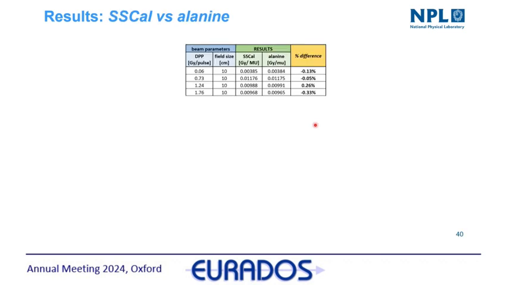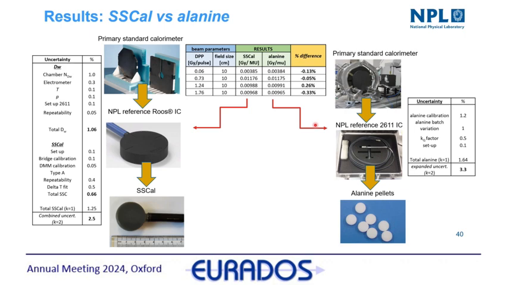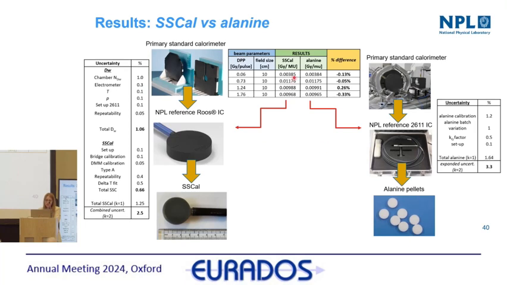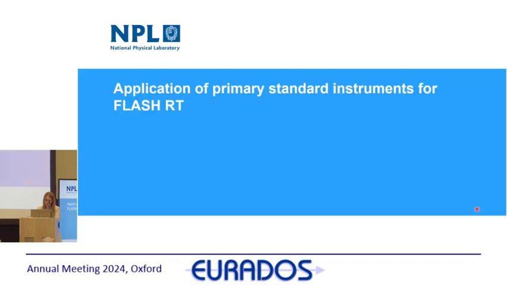Sorry, I will need to rush a little bit at the end. We also did some comparison of this instrument against another totally independent system, alanine, which demonstrates that both instruments, which have totally different traceability routes, have excellent agreement, and each of them can measure with quite good uncertainty: 2.5% at k equals 2 for the secondary standard, and alanine, in our case, can determine a dose for flash radiotherapy electron beams with an uncertainty of 3.3%.